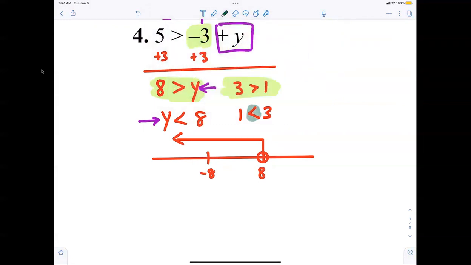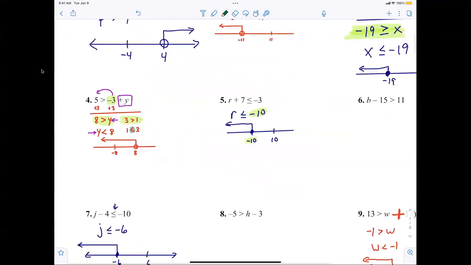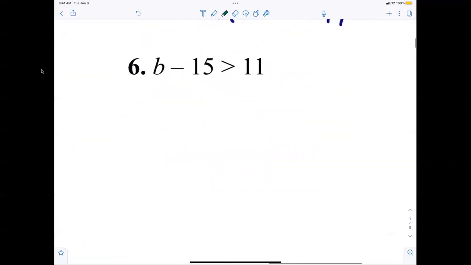You with me now? It has nothing to do with me moving the number right now. Okay, in a minute, there's something else that I need you to do. All right, anybody have any questions with that so far? All right. Now, number 6.